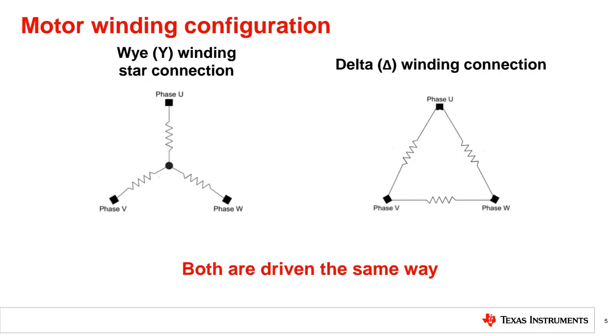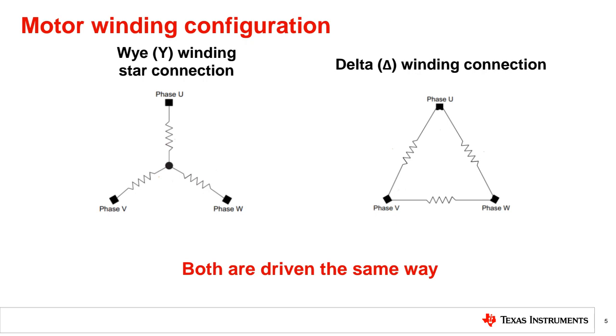Another issue in the motor structure of brushless DC motors is winding connection. BLDC motor construction can vary in winding connection of its 3 motor phases. Shown on the left is the Y winding. It's called a Y winding or star connection. And shown on the right side is the delta winding connection.